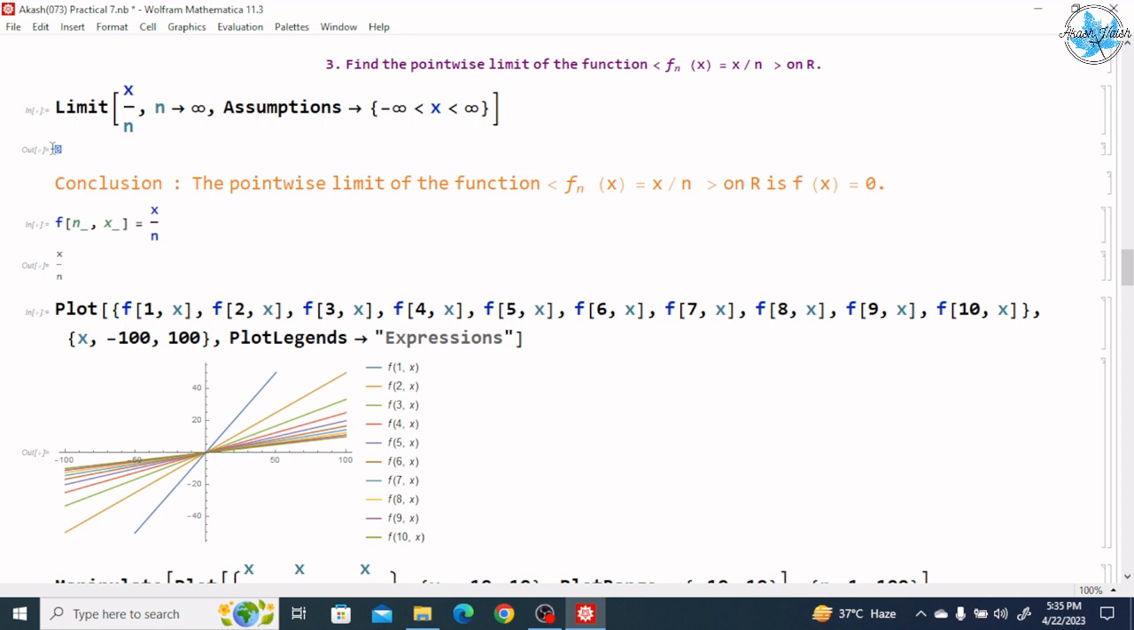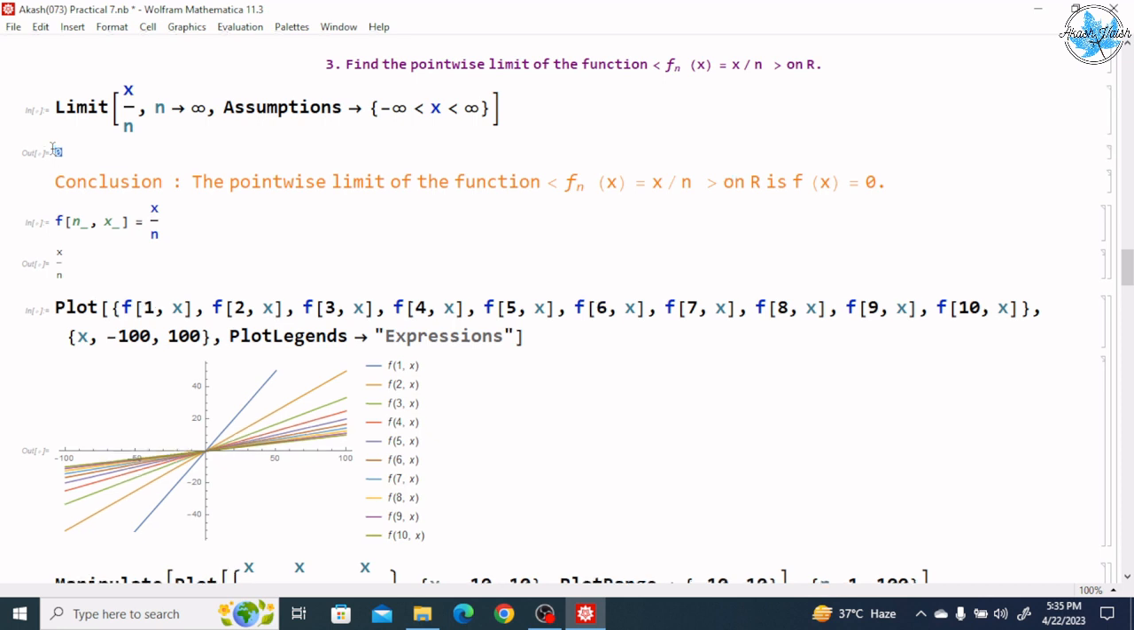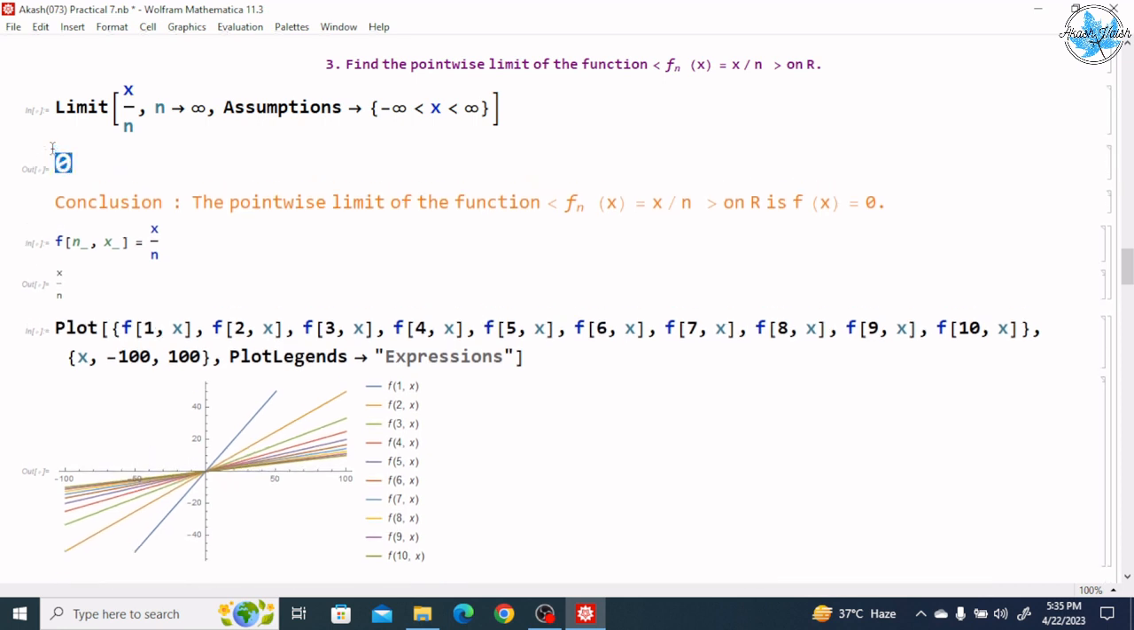When you press the shift plus enter key, then you will get the answer to be 0. So when my function x by n varies from minus infinity to infinity, the limit would be 0. So from here what I can conclude is that the pointwise limit of the function x by n on R is f of x equals 0. So your limit would be 0.